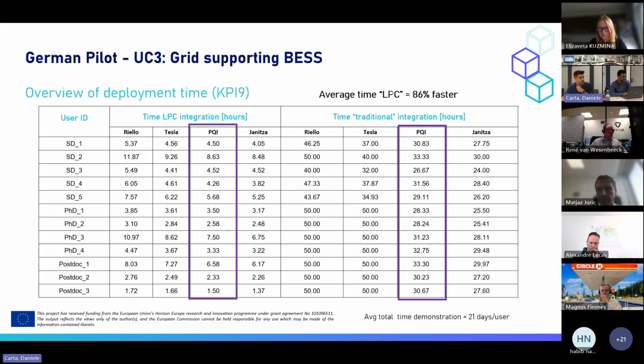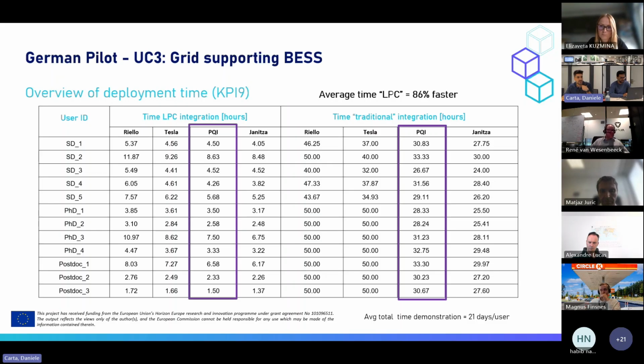As I said, one of the key aspects in this pilot was to show the time that is needed for the integration of the assets using the legacy protocol converter and compare this time with the time that would be needed by a random user for the implementation via the traditional integration, in this case, the FIWARE integration. Here you see by rows the different users that were involved. We had some software developers, but also PhD students and postdocs, while by columns, you see the organization based on different assets.